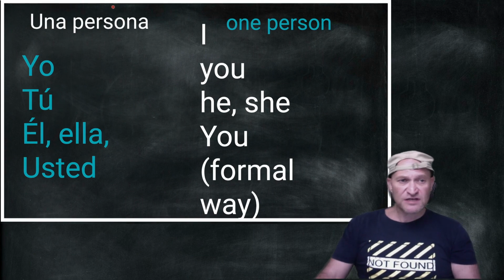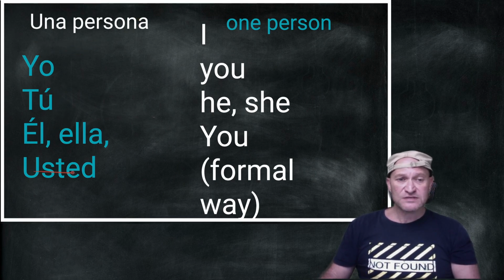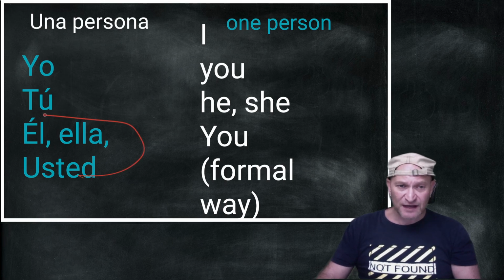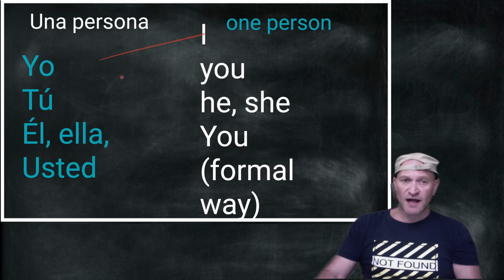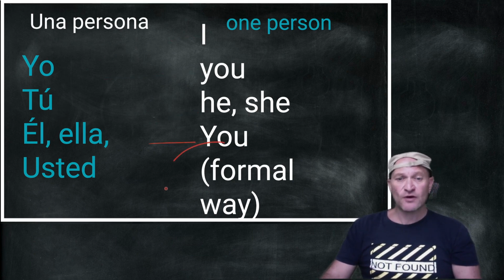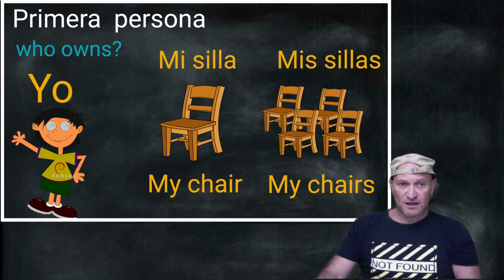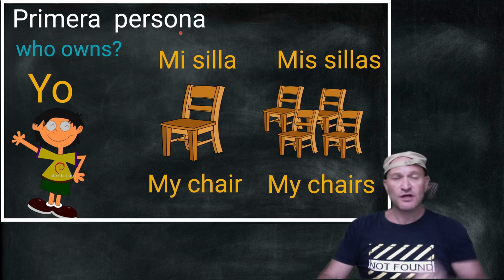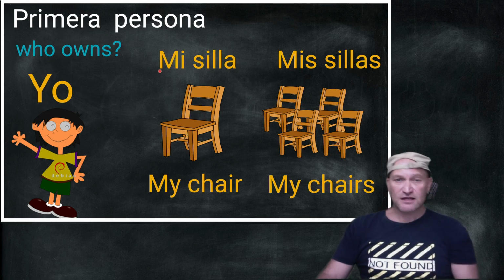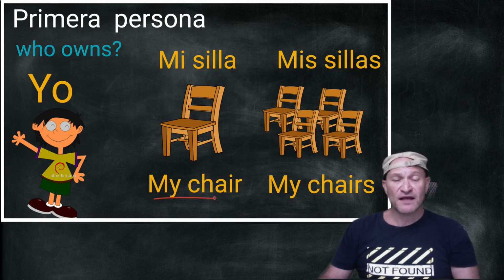So, we are going to learn the possessive in one person. For yo, tú, él, ella, and usted. Remember, usted is the same as you, but in a formal way. So we are going to learn it for I, you, he, she, and you in a formal way. So, example, primera persona, first person. Who owns? Yo, myself, I. So this is mi silla, my chair.